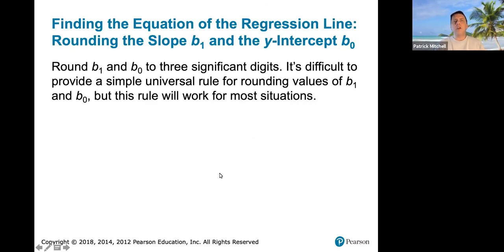The rounding rule is round b1 and b0 to 3 significant digits. It's difficult to provide a simple universal rule for rounding values of b1 and b0, but this rule will work for most situations. And actually later on, I just realized that I saw they did use 3 significant digits. Never mind.